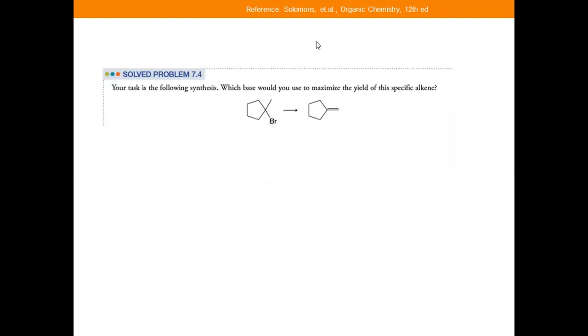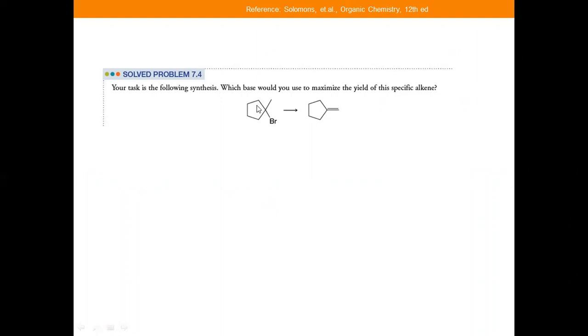Okay, so that ends our session today. Your task is the following synthesis: which base would be used to maximize the yield for this product. There are two ways: you can abstract this proton, or you can abstract this one. If you abstract this one, you get this. If you abstract this proton here, you can get a more substituted alkene, no?